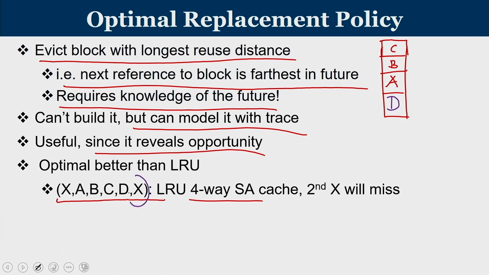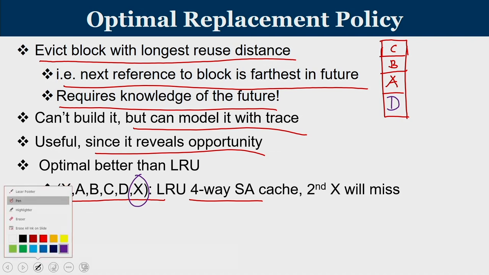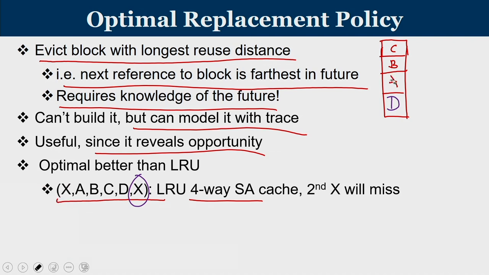But we know that the very next sequence is X. So, whatever we have just thrown out is going to be brought again. In that case, A is the least recently used, so the new X will be populated here. Essentially, D and X resulted in a miss. All others will result in a miss, but D and X will result in a conflict miss.